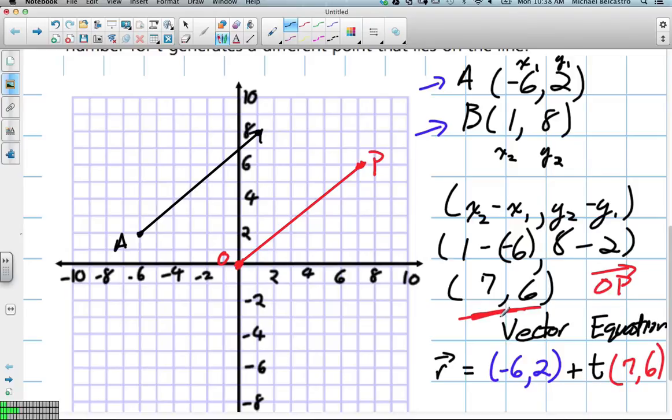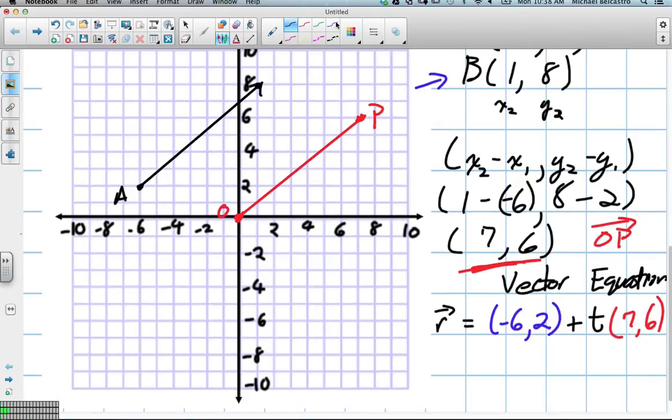We can rewrite this a couple different ways. First of all, we can use the same directional vector with just a different point on the line, being point B, which we know is at 1 and 8. So this is acceptable. Same parameter, we'll use T, and the directional vector, 7 and 6. This is still the same vector equation.